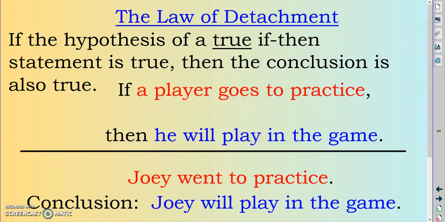So the law of detachment means that if a hypothesis is true, then the conclusion is also true. So for example, if a player goes to practice, then he will play in the game. So this is the hypothesis, this is the conclusion. If I say Joey went to practice, I can conclude that Joey will play in the game. So I told you that the hypothesis was true, so we can conclude that the conclusion is true.